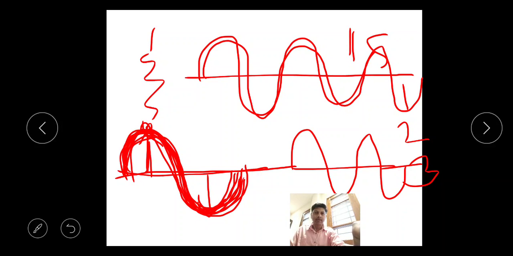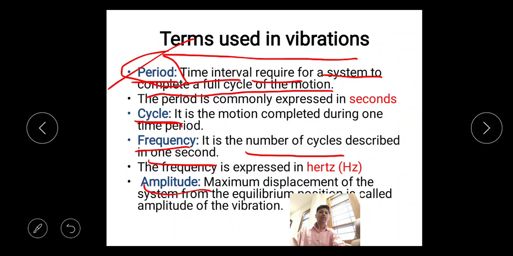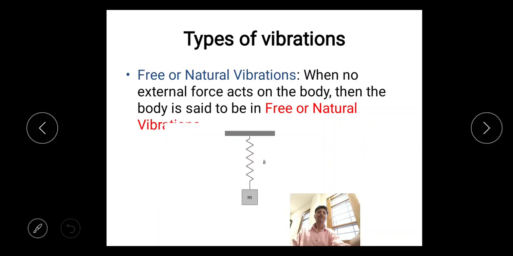See, this is covering the maximum displacement or maximum distance from the main position, and it is called amplitude. Usually time is given in seconds, and frequency is measured in hertz. So you have understood the terms used: period, cycle, frequency and amplitude. These are the terms used in vibration. We will now go to the next topic, types of vibration.